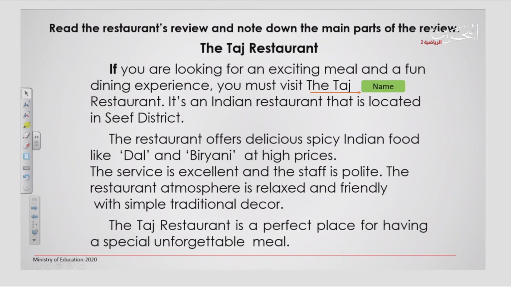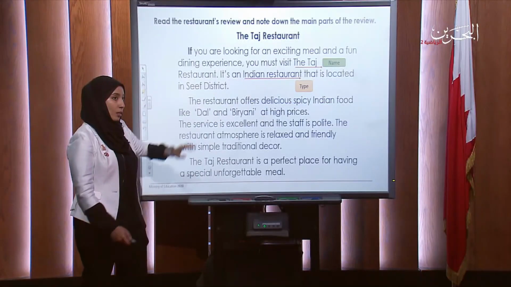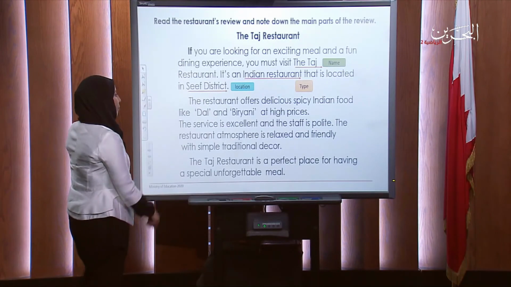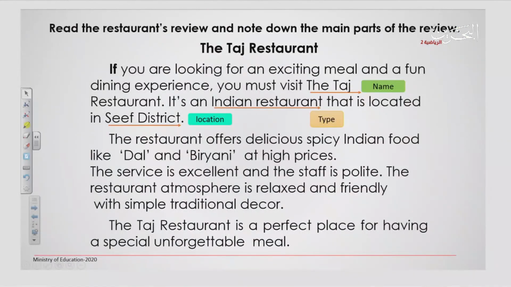For example, the Taj restaurant, the name. After the name, the main important thing to tell your friend is what? The location. Or the type. The type was a choice of preference. Here I kept the choice, Indian restaurant, so I specified the type. The location, Sif district. Now, the second paragraph.